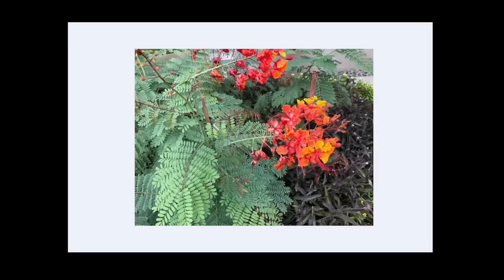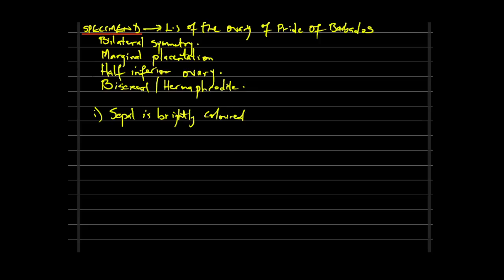If you look closely, you see that it has a particular type of seed here. The seed is long and it has its own type of placentation, which is called the marginal placentation. So that is that about the specimen. Let us just quickly round up what we are talking about for this particular specimen.